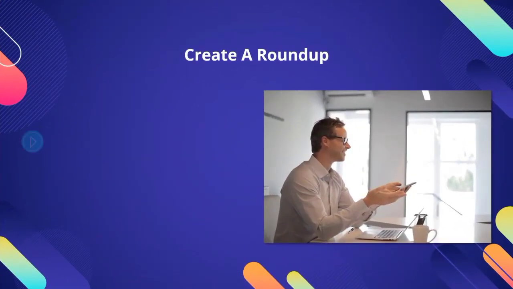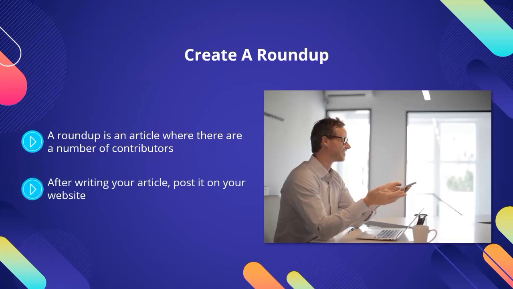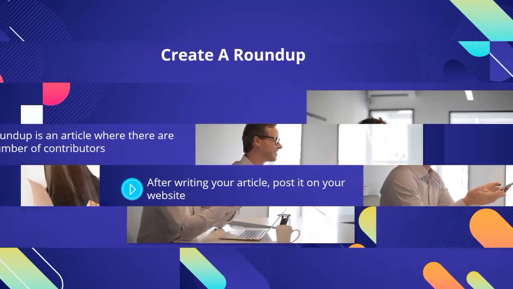Create a roundup. A roundup is an article where there are a number of contributors. So here you want to think about an article topic and then find a number of people on Facebook to contribute to it. You need to choose a topic that will be popular with your target audience. After writing your article, post it on your website. Then create a Facebook post telling people all about the article. Ask the people that contributed to the article to share your Facebook post with their friends. This is a great way to get more free traffic from Facebook.